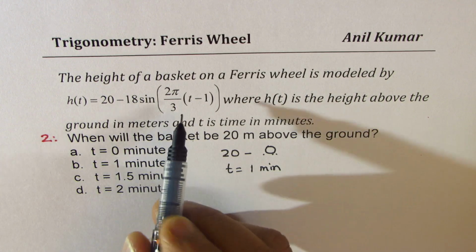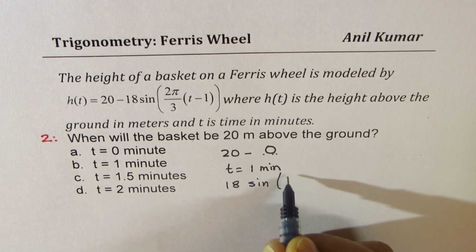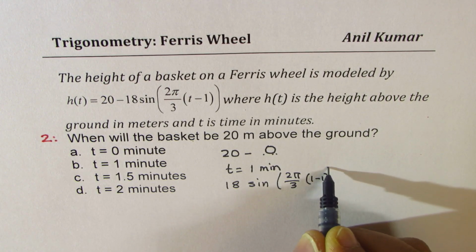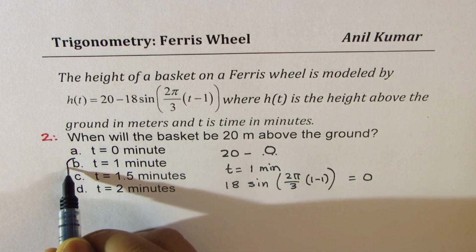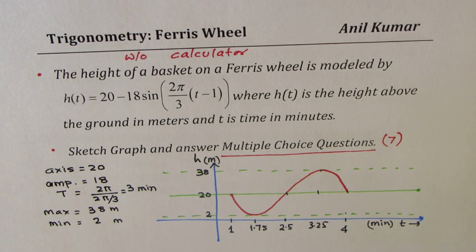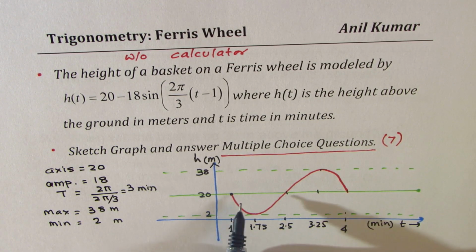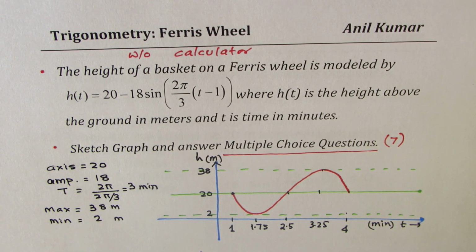If t equals 1 minute, in that case, we have 18 sine 2 pi by 3, and here we have 1 minus 1, which is 0, right? So that makes this portion 0. Do you get the idea? When will the basket be 20 meters above the ground? From our diagram, the basket is 20 meters above the ground at t equals 1. If you look into your sketch, the answer is straight there. You don't even have to calculate, right?